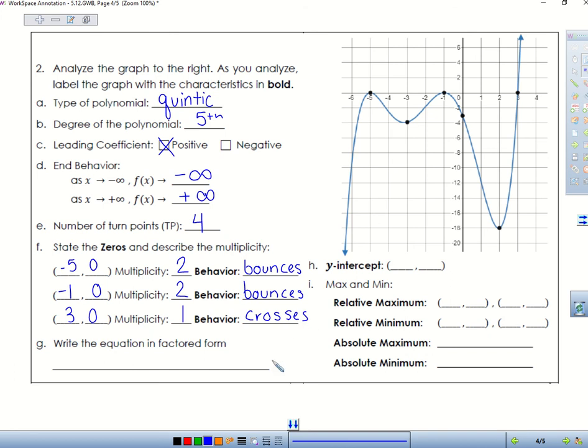So there's two types of ways you can cross. You can either do it at a multiplicity of 3 or a multiplicity of 1. Multiplicity of 3 has a different look though, so you can identify it based on its appearance.